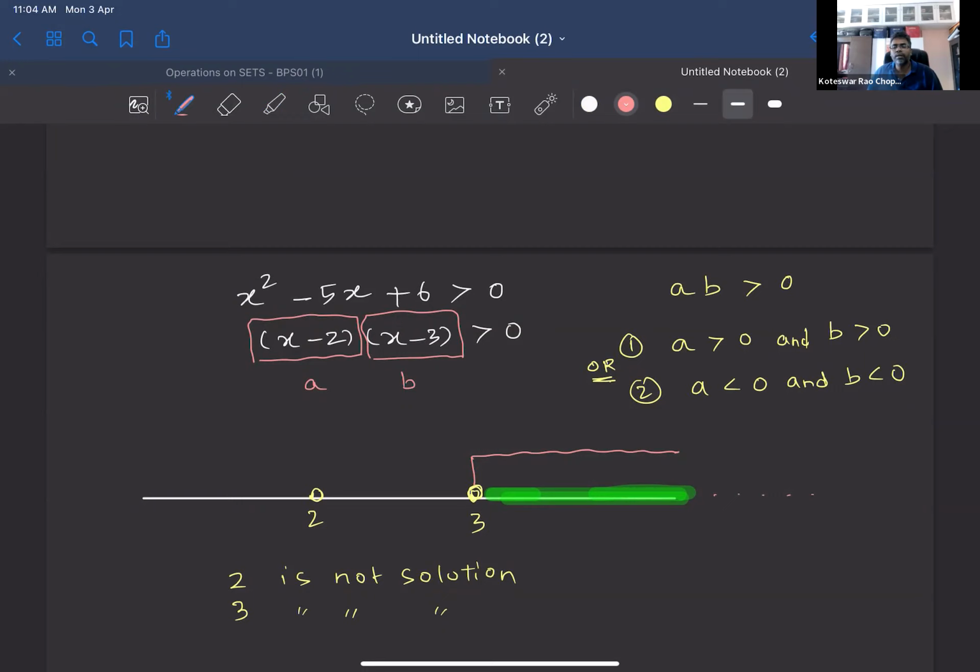Are you getting this idea? Any value after 3 will be my solution.